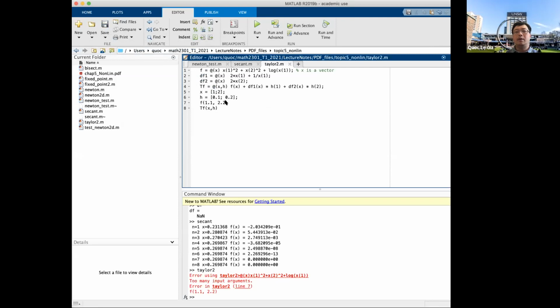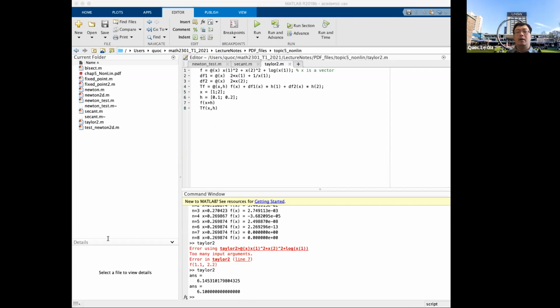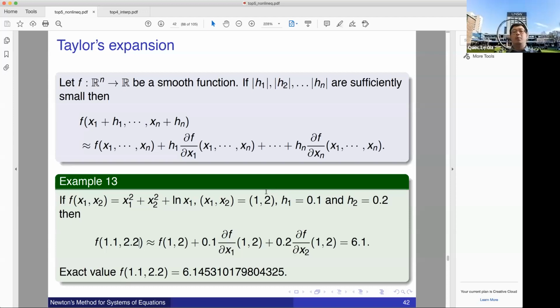Okay, so now the problem is I have to put in a vector. So x plus h is the correct one. Okay, so you see the exact value is 6.1453 something, yeah? And the Taylor expansion is 6.1. Okay, so that is exactly what we have on the slide. So we just verify this by writing a few MATLAB commands, yeah? This one is the exact value, and this one is the Taylor expansion in first degree, yeah? Okay.